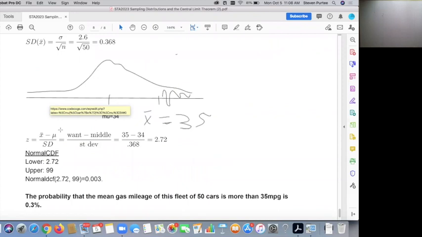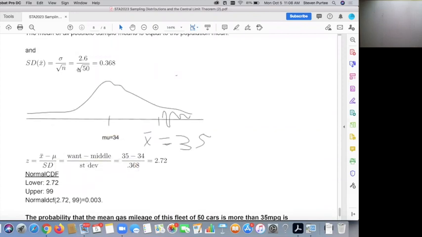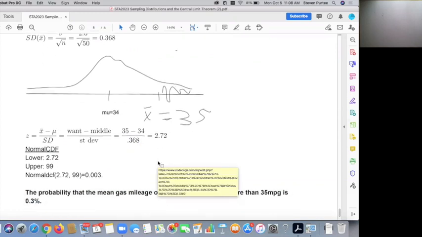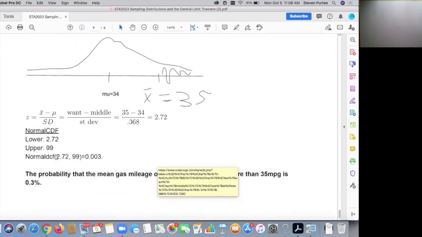We want the standard deviation we just calculated, the one that's over root n. So the one we want, minus the one in the middle, over that standard deviation we literally just calculated. And we get this z-score, 2.72. Throw it into normal CDF. Smallest thing I shaded to biggest. I shaded up to infinity.